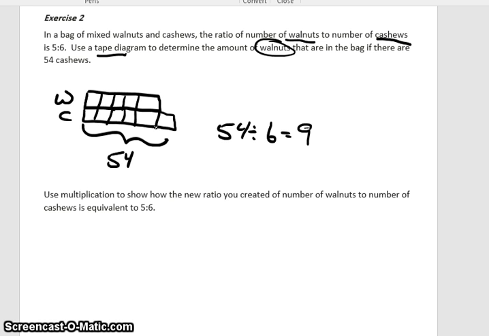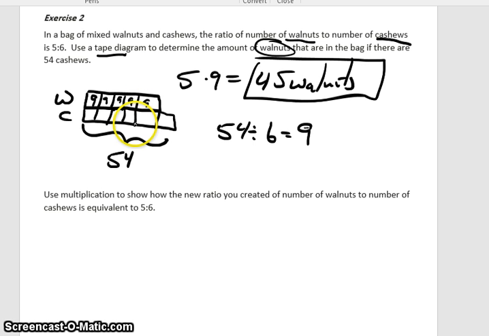So when I come up to the walnuts, because that's what they wanted to figure out, determine how many walnuts are in the bag, I know each box is a 9. How many 9s do I have there? 5. So I'm going to do 5 times 9, and hello, 45. 45 walnuts. That's what we've got. Nice little setup, the labeling, all that good stuff.